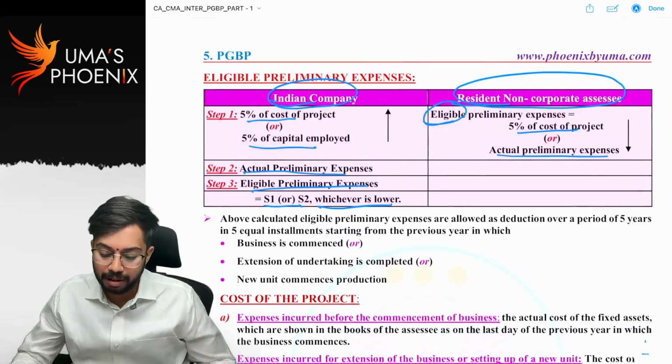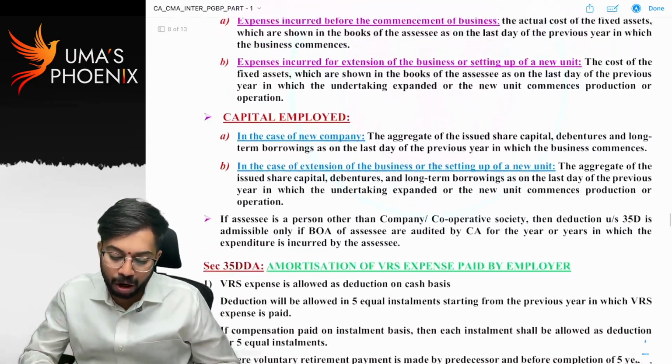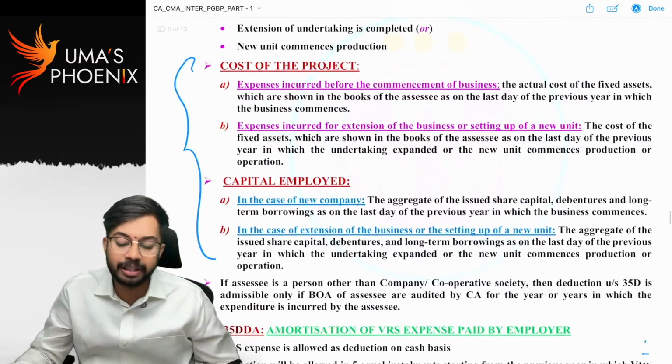Are you able to understand what cost of project means and what capital employed means? I have given definitions here, you can go through.